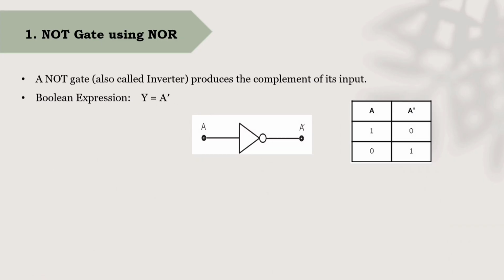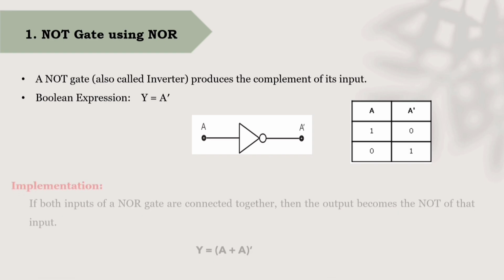We already know the Boolean expression for the NOT gate, that is y equals A bar. NOT gate will take a single input and give a single output. Whenever the input is 1, the output is always equal to 0. Whenever the input is 0, the output is always equal to 1. So it acts as an inverter. Whatever the value you give, it will give the opposite of that. It will give the complement of that value.